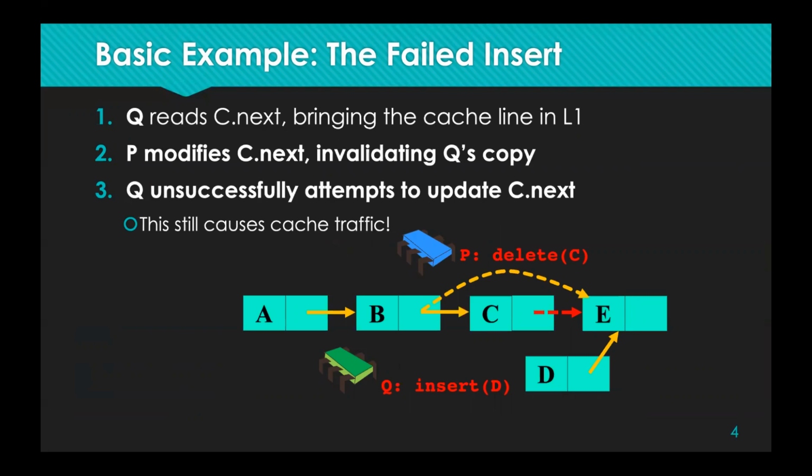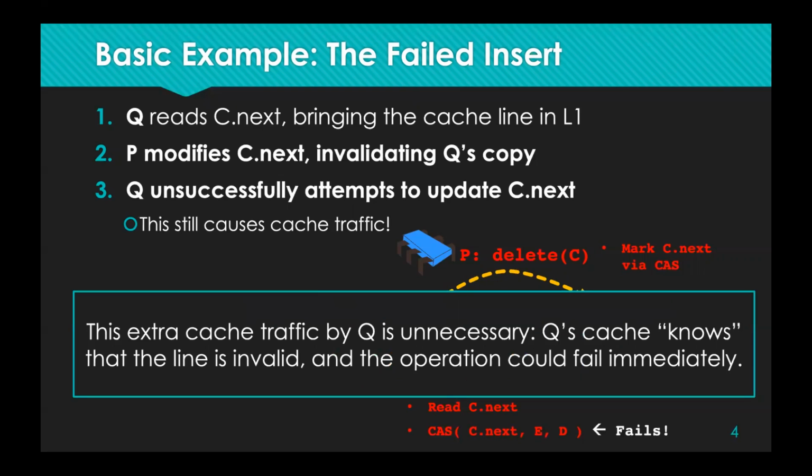In particular, we could have the following interleaving. Q first reads the next pointer of node C, and so far this hasn't been marked, so it doesn't see anything fishy going on. Then P modifies via compare and swap this next pointer, invalidating Q's copy, the copy present in Q's L1 cache. And then after this, Q unsuccessfully attempts to update C.next. Notice that in this case, this compare and swap would fail because it's trying to swap against an invalid value. However, this still causes cache traffic because Q still needs to bring in the current copy locally, compare against it, and so on. So this extra cache traffic by Q is unnecessary because Q's cache already knows that the line is invalid since it was the one doing the invalidation. And therefore the operation could fail immediately locally.